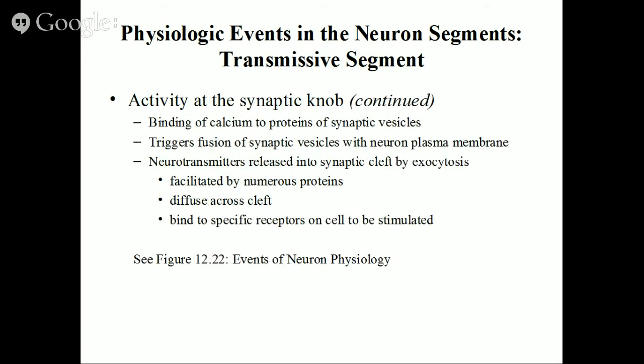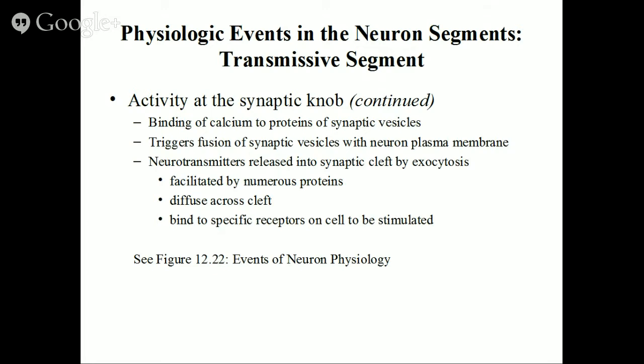So as we continue along, it says that calcium binds to the proteins of the synaptic vesicles, and this triggers a fusion of synaptic vesicles with the neuron plasma membrane, and the neurotransmitters are then released into the synaptic cleft by exocytosis. It's facilitated by numerous proteins. They diffuse across the cleft, and they bind to specific receptors on the cell to be stimulated.